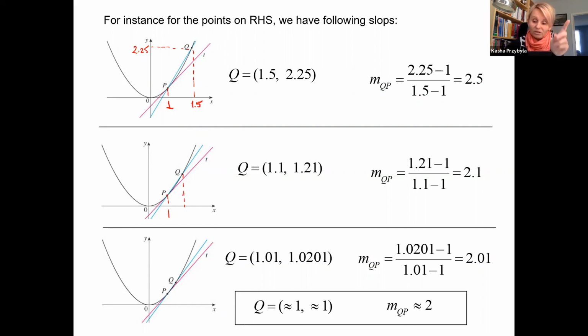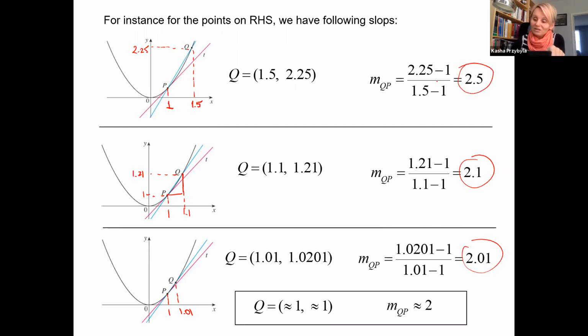Now I actually went even closer, 1.1. And the same thing, rise over run. This is value 1.21, this is value 1. Slope is 2.1. And I went even closer, 1.01, and the slope is 2.01.